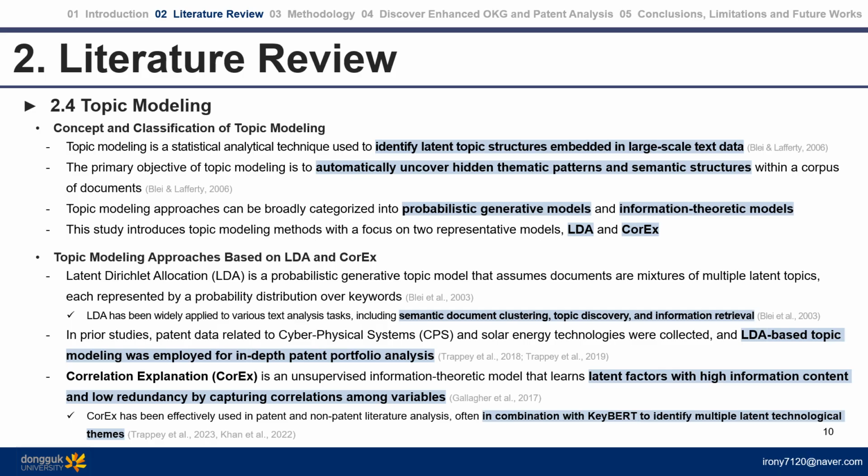In prior studies, patent data related to CPAs and solar energy technologies were collected, and LDA-based topic modeling was employed for in-depth patent portfolio analysis. CorEx is an unsupervised information theoretical model that learns latent vectors with high information content and low redundancy by capturing correlations among variables.